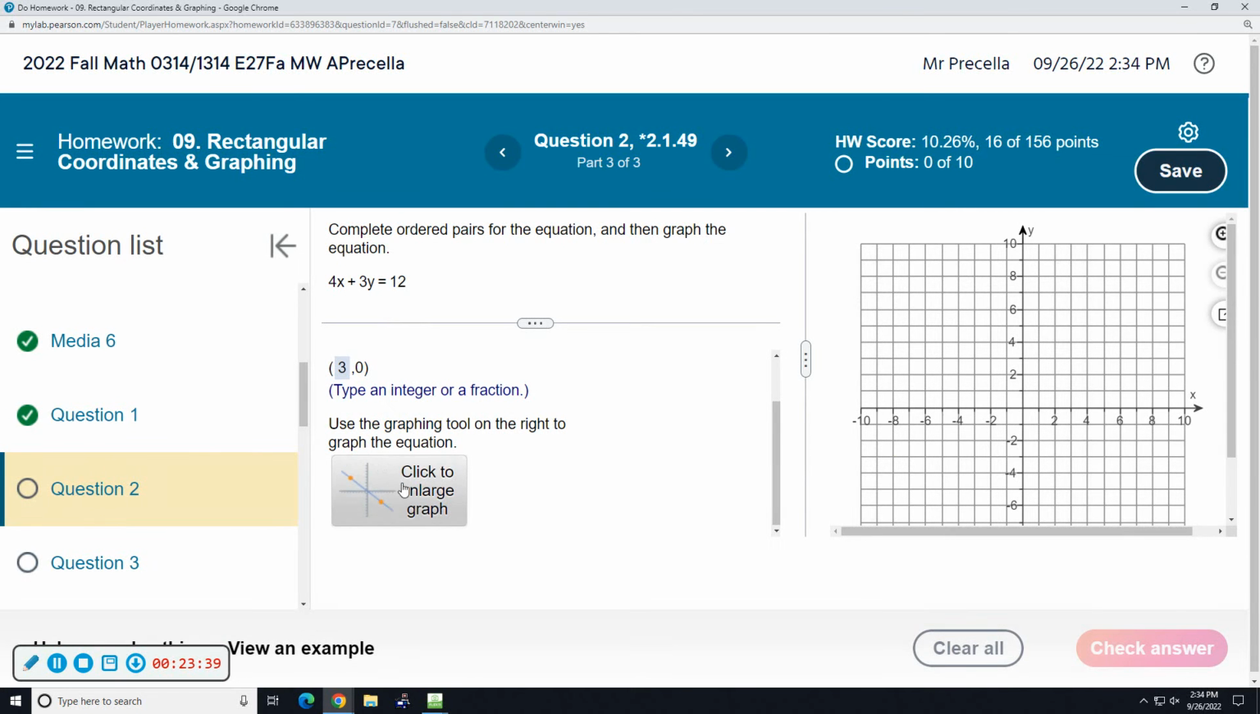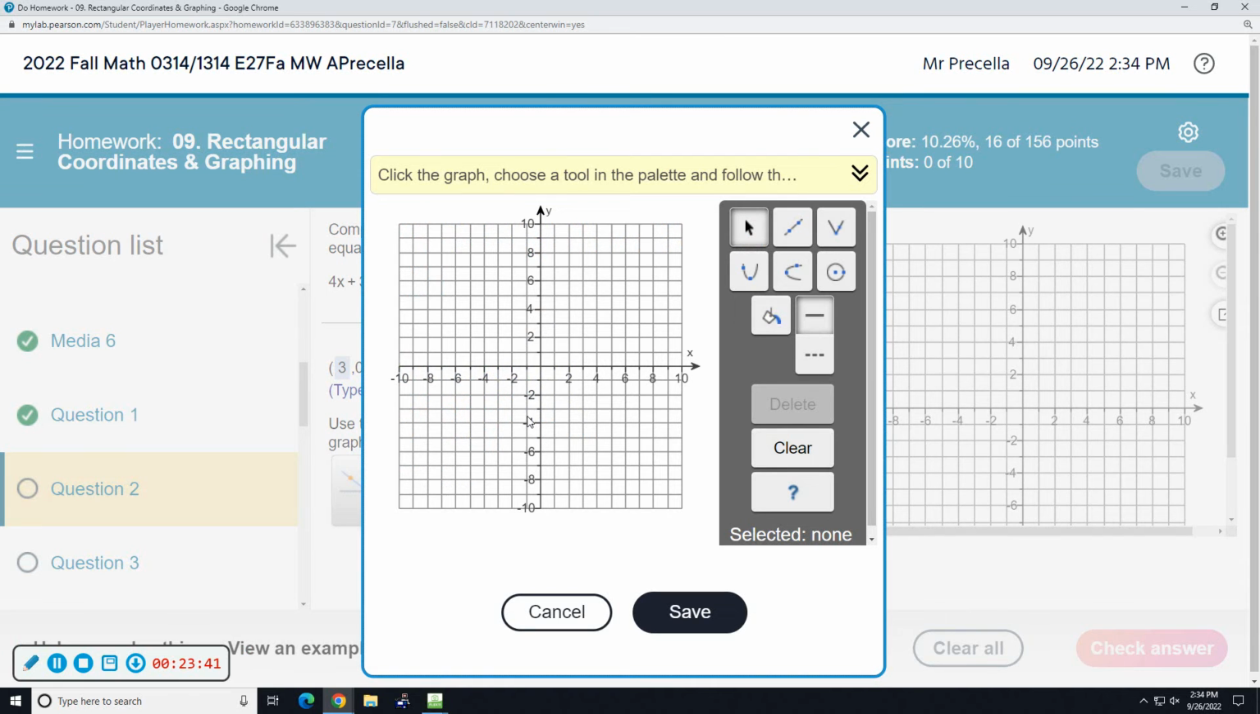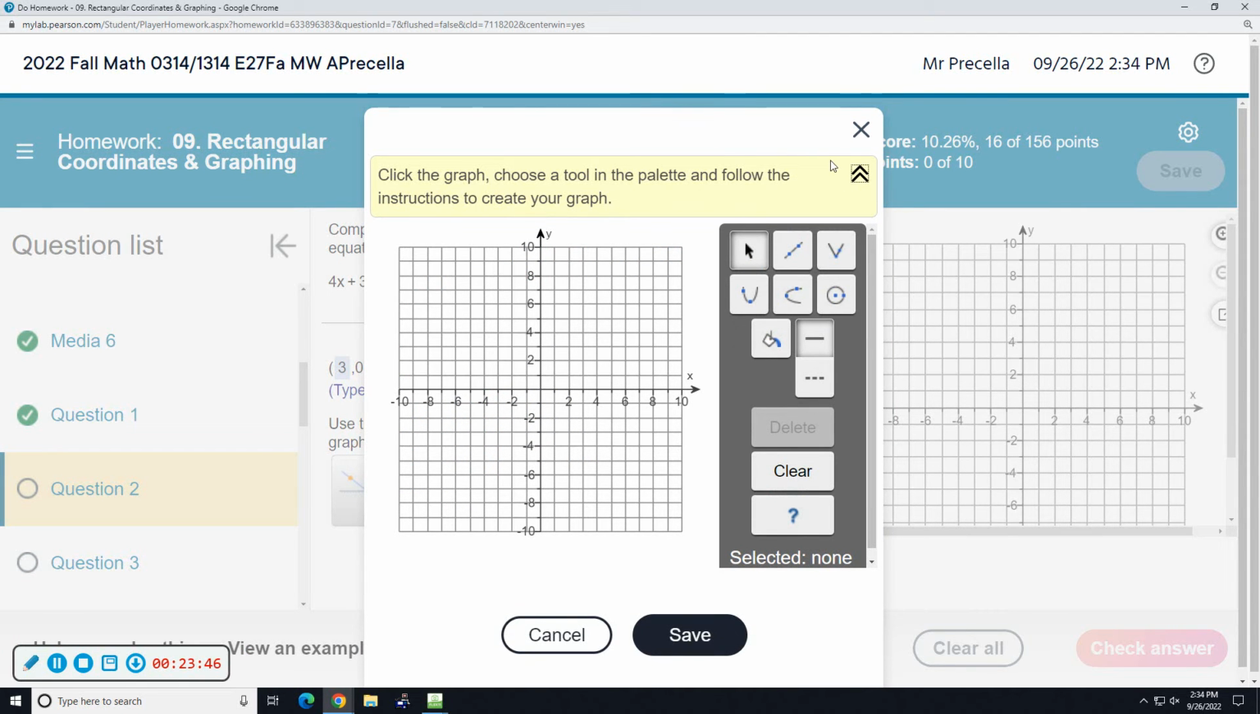Okay, that's what I'm trying to show today: how we use these graphing tools. Well, we've already done... you tell me what to do first.